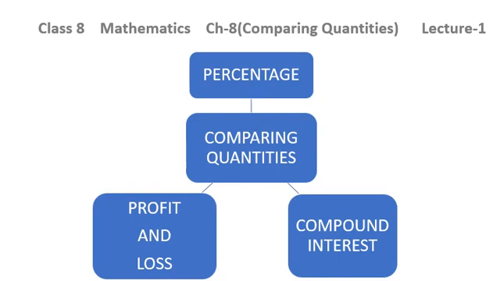So in this chapter comparing quantities, we shall learn slightly advanced problems involving applications on percentage, profit and loss and compound interest, and we will also have subtopics, like overhead expenses, discount, marked price and many more.